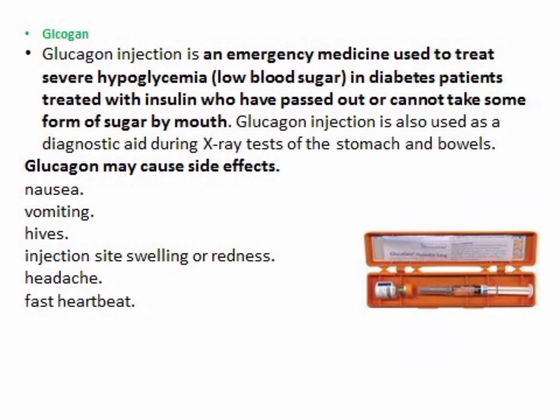Next is glucagon. Glucagon injection is an emergency medication used to treat severe hypoglycemia, low blood sugar, in diabetic patients treated with insulin who have passed out or cannot take some form of sugar by mouth. Glucagon injection is also used as a diagnostic aid during X-ray tests of the stomach and bowels. Side effects are nausea, vomiting, heavy injection site swelling or redness, headache, fast heartbeat.